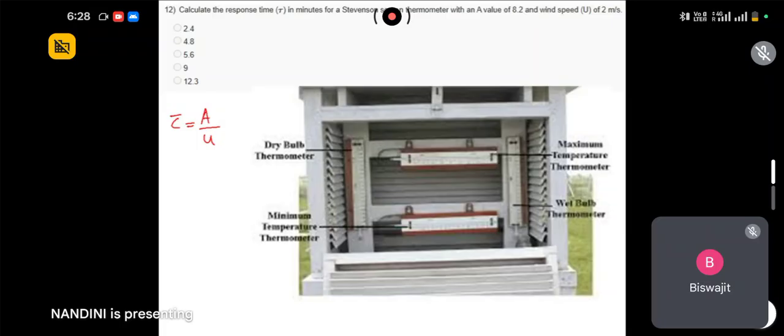The equation: tau is basically A by U raised to N. N is 0.5 and A is 8.2. So tau will be 8.2 over U raised to N, where U is the wind speed. Wind speed is 2. 2 raised to 0.5. What will be the answer?